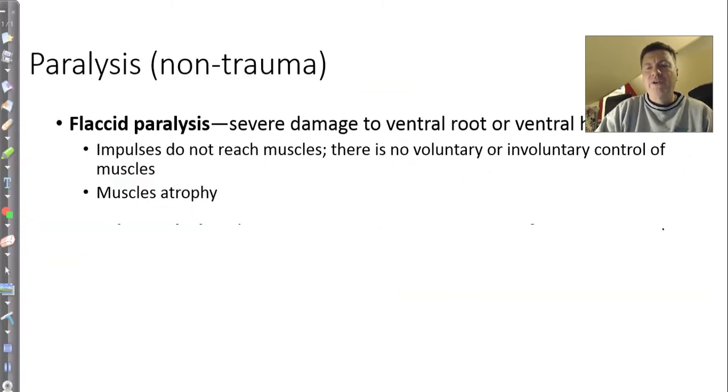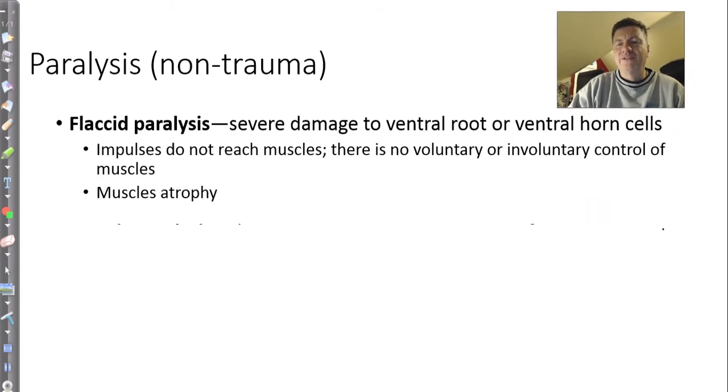All right, so I want to talk just a little bit about paralysis that we don't really associate with trauma, and then we'll move our way into some of the more traumatic issues. If you see the term flaccid paralysis, that usually refers to damage to the ventral root or the ventral horn cells, and you'll see those in a future slide. So this may not be caused by trauma, but the result may be paralysis.